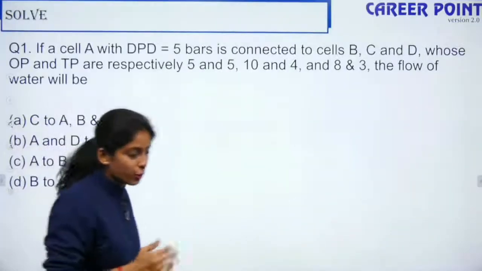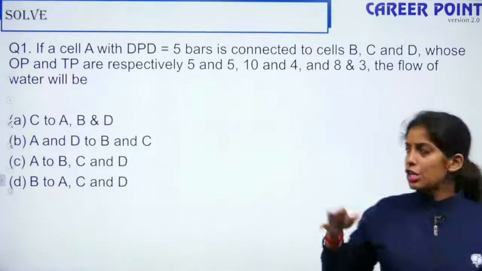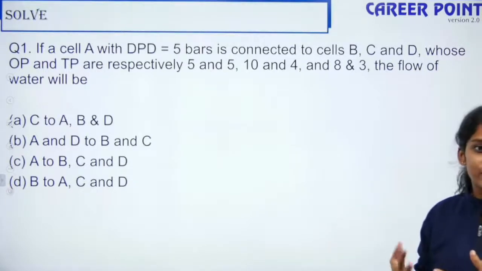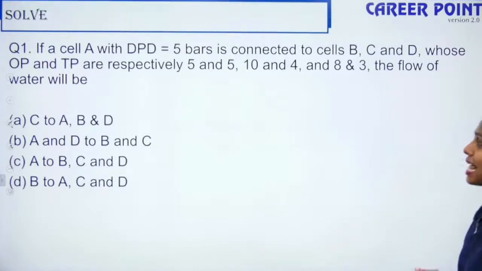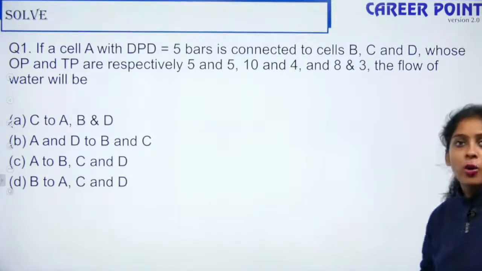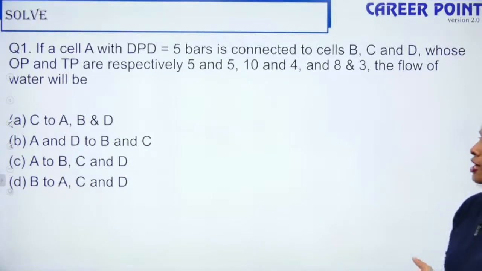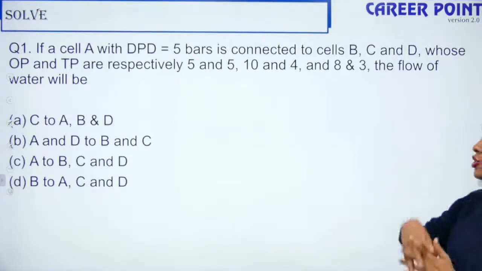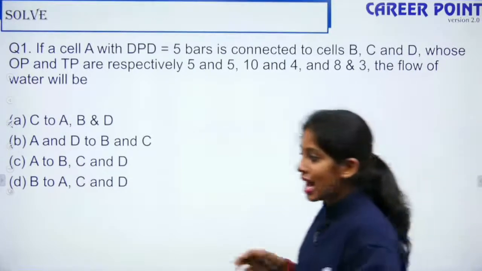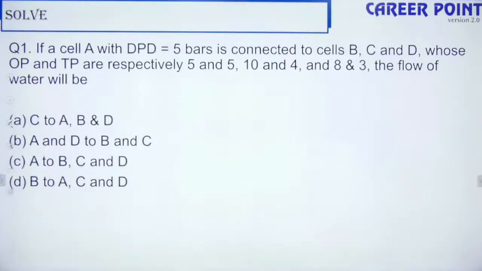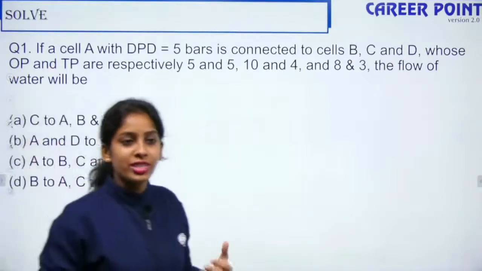I have a question for you. We start with the first question. It looks like it has a lot of numbers, but don't get scared. If a cell A with DPD of 5 bars is connected to cells B, C and D, whose OP is osmotic pressure and TP is turgor pressure respectively, the values are given. Can you tell me the direction of flow of water in these cells?